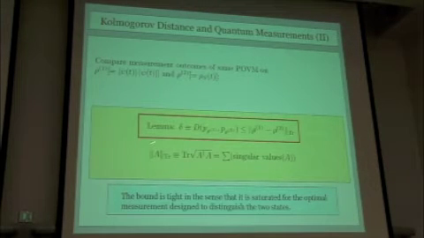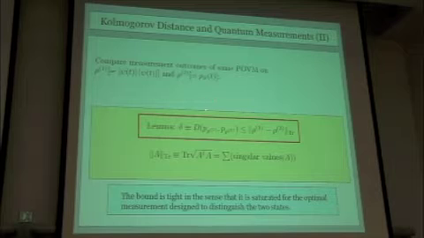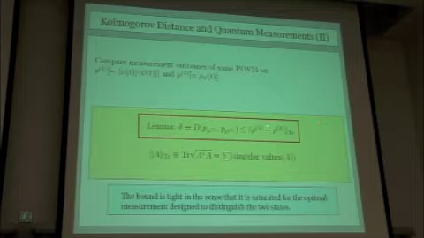So let's compare the measurement outcomes. And the measurement outcomes are, well, two probability distributions. Probability distribution P1 corresponding to state rho 1, P2 corresponding to rho 2. Okay, so in this part, I will need three lemmas. This is lemma number 1. And I'm not going to prove this lemma. You can look it up in Nielsen and Chuang. The lemma says that the Kolmogorov distance, which I'm going to call delta, is upper bounded by the so-called trace norm distance between the two states.